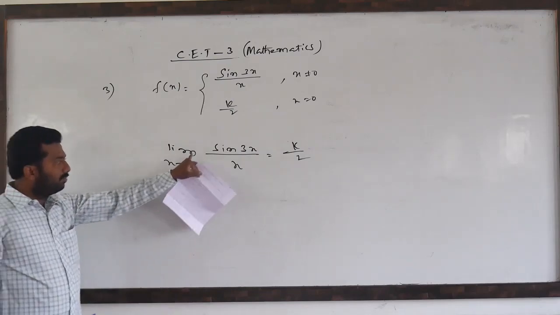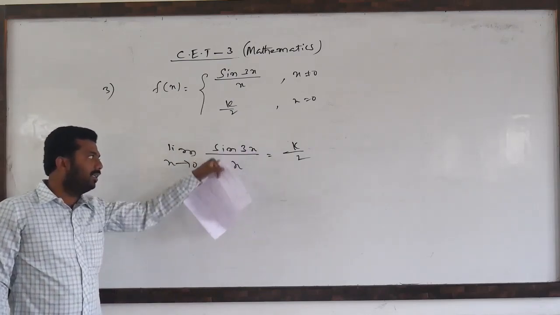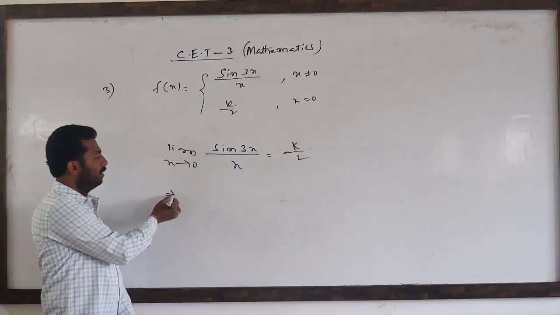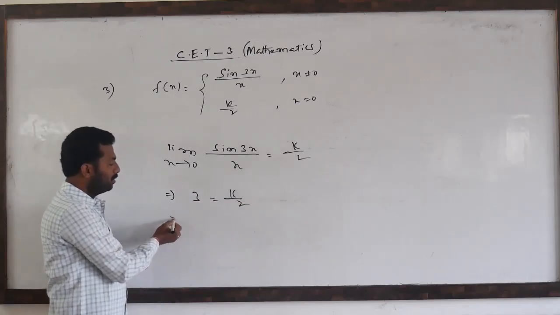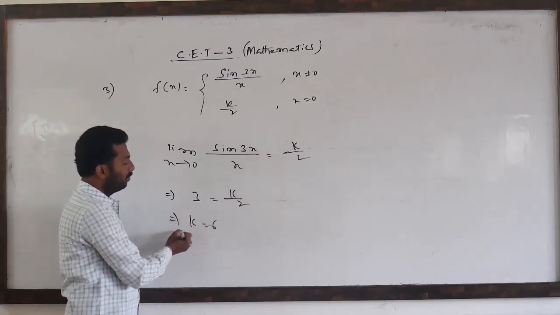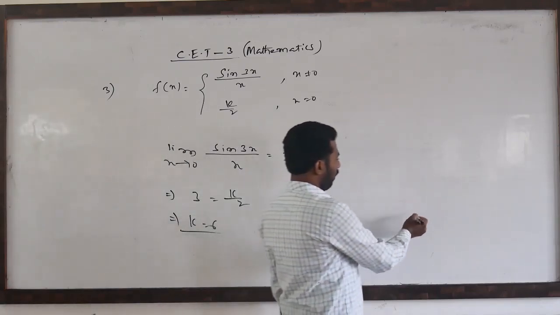You know the limit as x tends to 0 of sin x by x is 1, and for sin 3x by x it is 3. So 3 equals k divided by 2. So finally k equals 6. What is the corresponding formula?